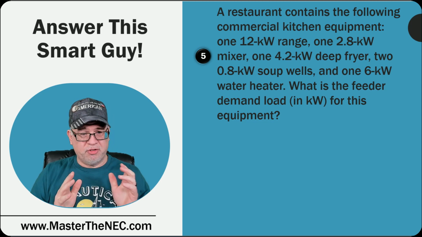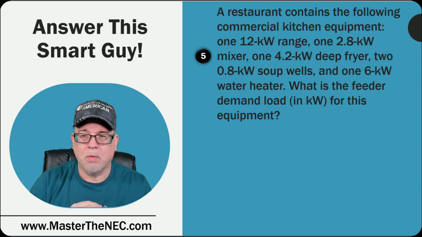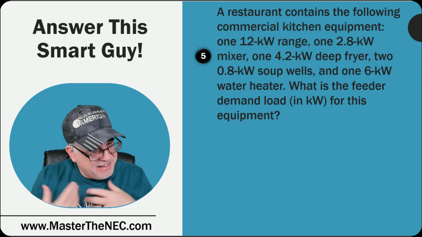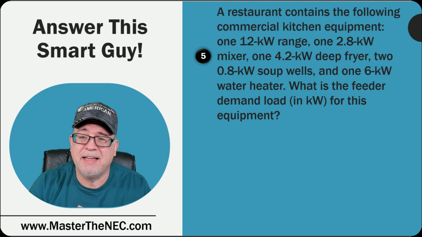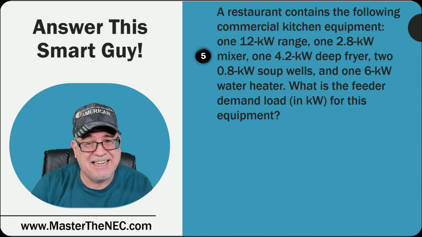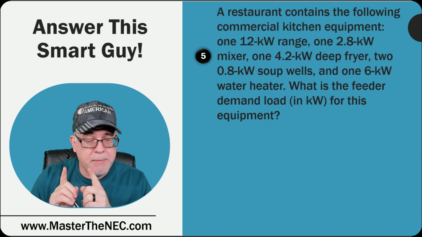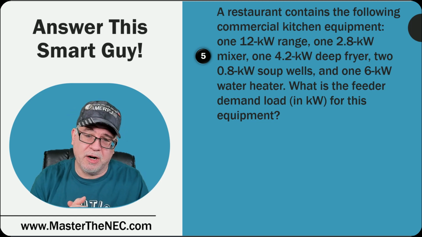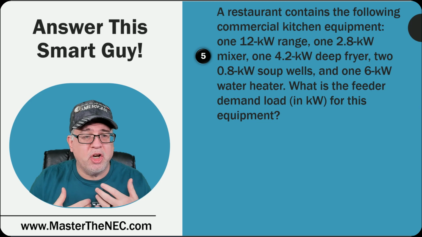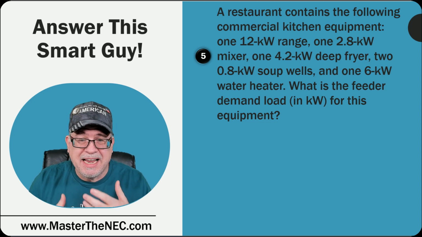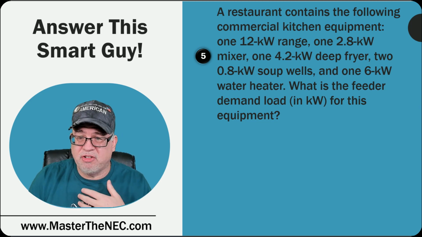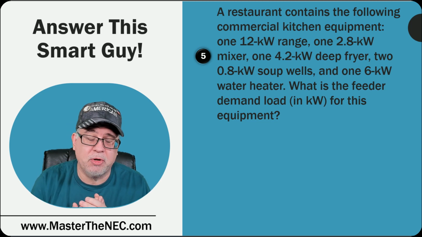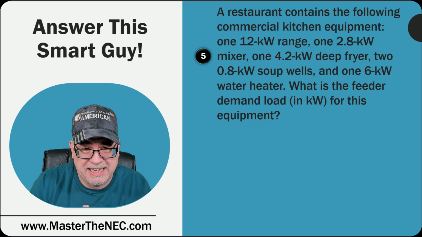Now, the question simply asks you, what is the feeder demand load? So the demand says I've got to do something. It tells me that I've got to apply something. What is the feeder demand load in kW for this equipment? Now, important, it wants to know what it is in kW. This is an example where on an exam, they might give you values in VA, they might give it to you in kW. You need to understand that since it asked for this in kW, I want to give the answer in kW.